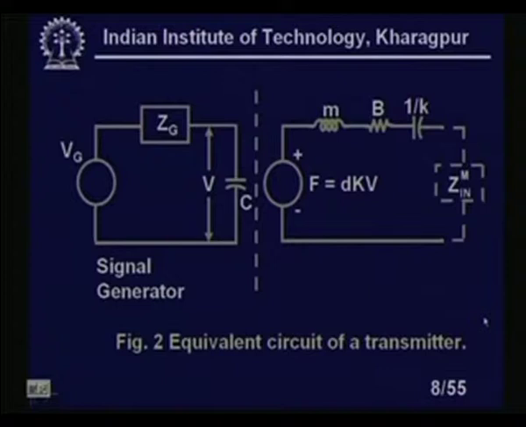This is the equivalent circuit of a transmitter. I think we have a signal generator, okay. On the other side you see we have M, B, 1 by K. What these legends are will be shown in the next slide. This is the equivalent circuit of a piezoelectric transmitter, which is actually an ultrasonic transmitter I should say.